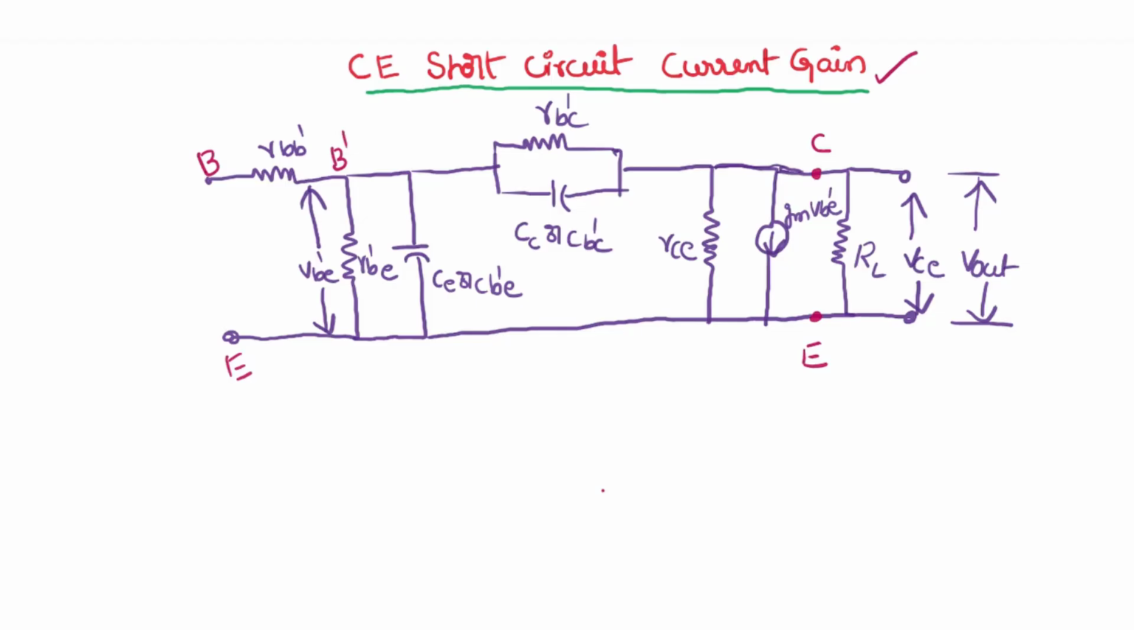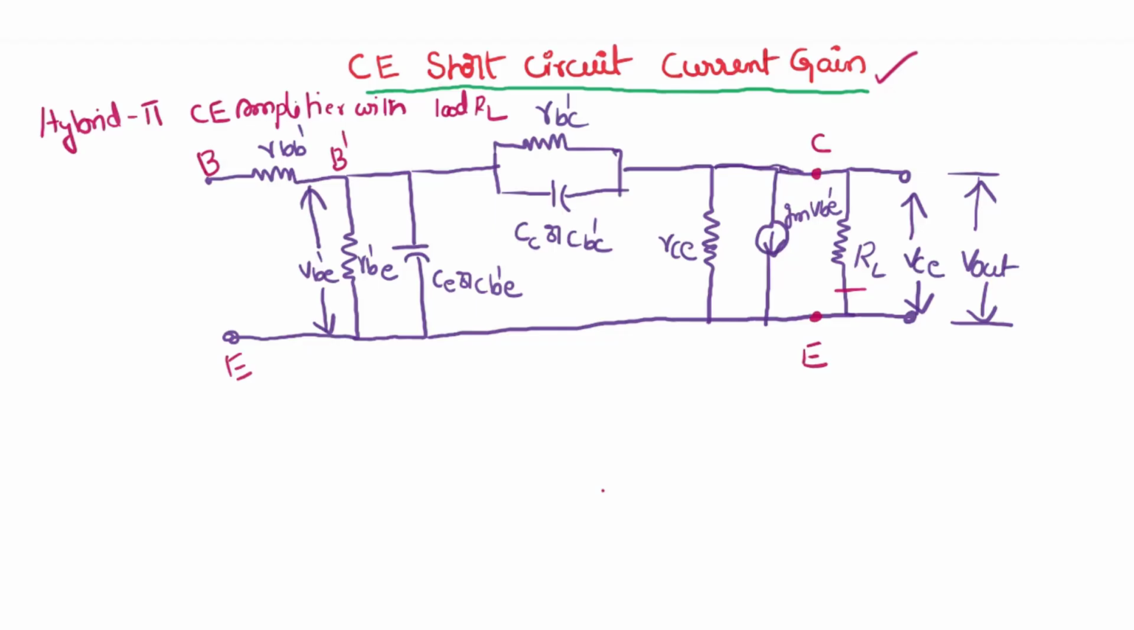What is the short circuit here? See the circuit. This is a circuit for the hybrid pi CE amplifier with load RL. Okay, this is the load RL. So this is the general circuit. For any amplifier, the output is across a load resistor RL, which is an external load resistor.